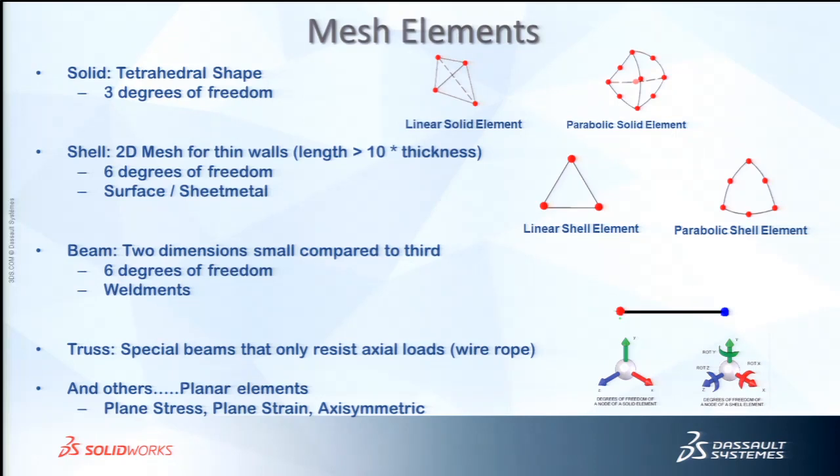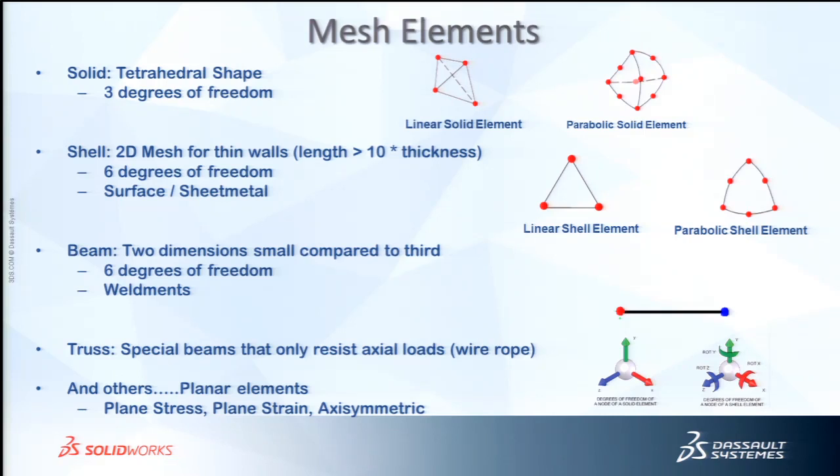So let's talk a little bit more about these element types: solids, shells, and beams, and then a specific type of beam. There's a solid element that is a tetrahedron, a shell element, which is a 2D triangle, a beam, which is the line, and a truss, which is just a special type of line that only resists axial loads. Something like a wire rope would be a good example of that. For each tetrahedral solid, there are 2 types: linear solid elements, or draft quality, and parabolic solid elements, or high quality. All we're changing there is the number of nodes.